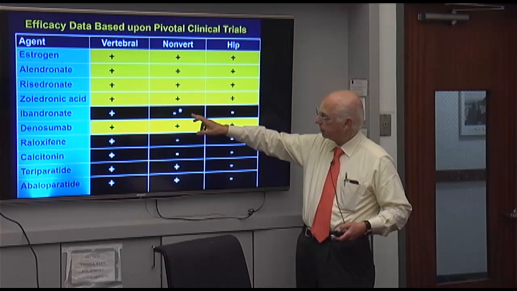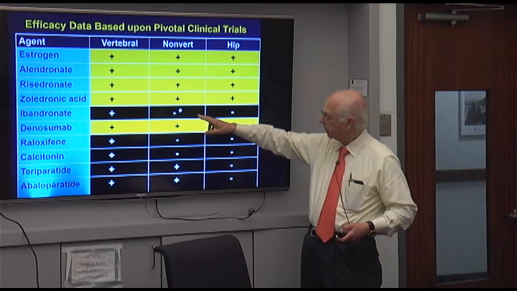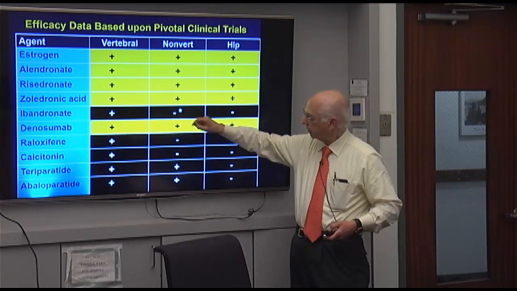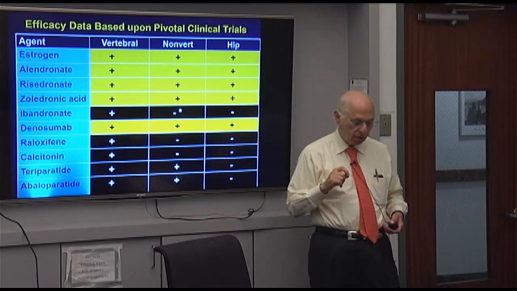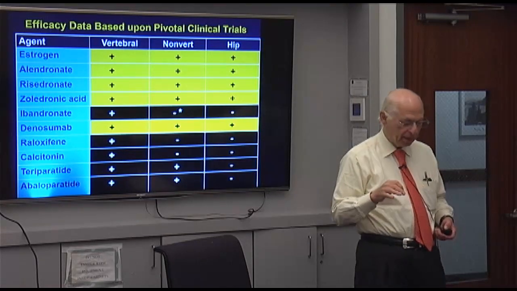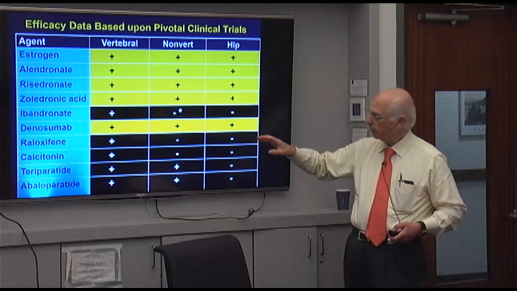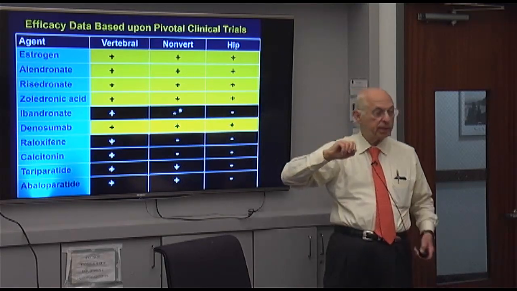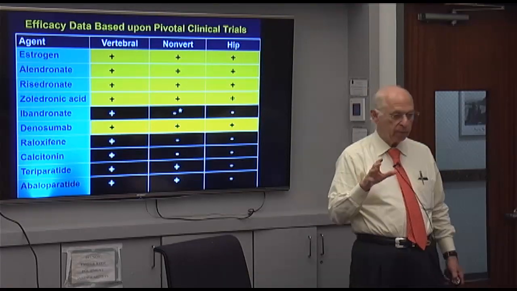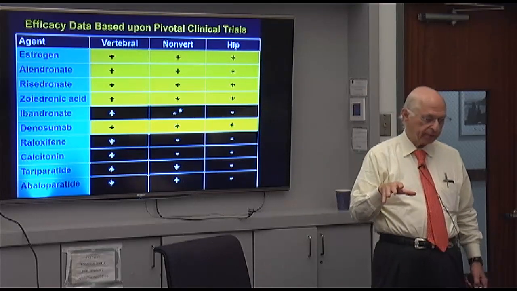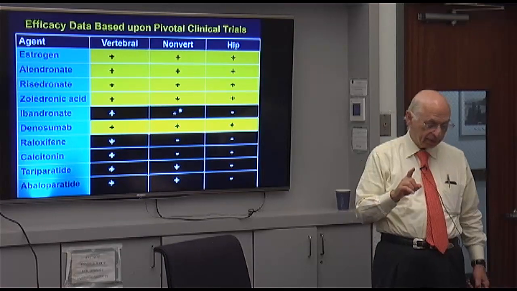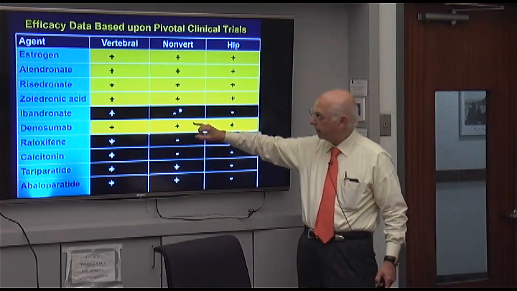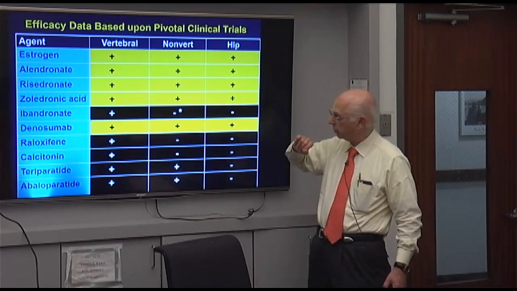But now you see a difference here. Ibandronate doesn't get a plus for non-vert, doesn't get a plus for hip. And this is a little bit of an asterisk, because only in the post hoc analysis of the ibandronate study was there some evidence that in those whose femoral neck bone density was less than -3 it was effective in non-vert fractures, but that was post hoc analysis. That's why the FDA does not allow the statement to be made that ibandronate reduces non-vertebral fractures.